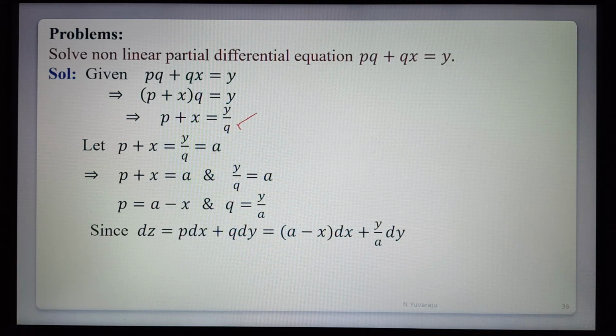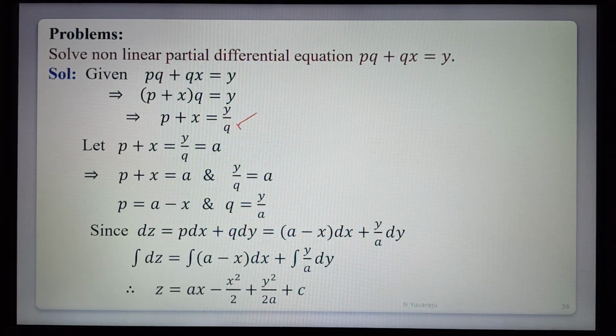Now integrating on both sides, integration of dz is equal to integration of a minus x into dx plus integration of y by a into dy, which gives the solution z is equal to ax minus x square by 2 plus y square by 2a plus c. This is the required general solution of the given equation of standard form 3.